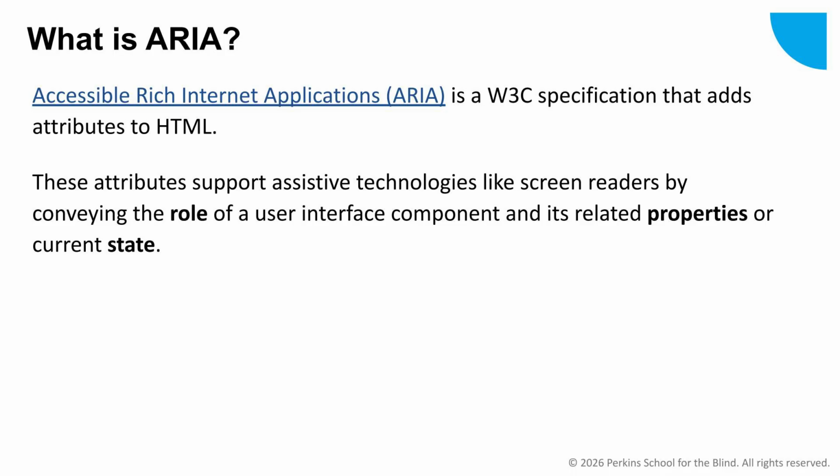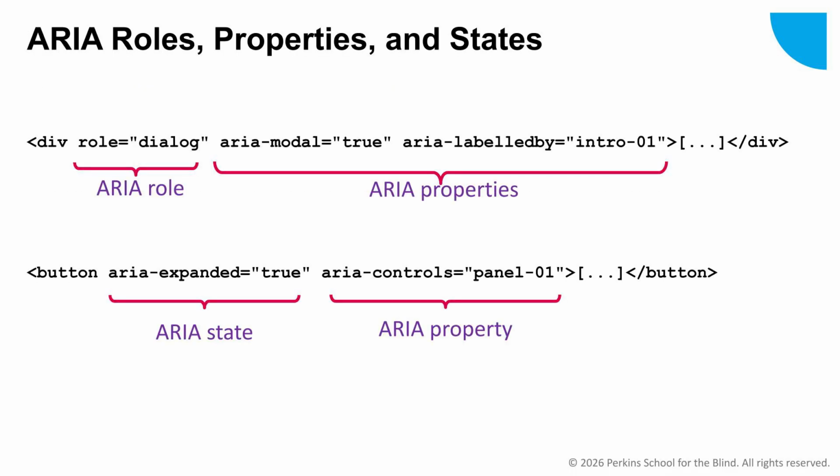For example, ARIA conveys important information about the role of an element, like whether it's a button, a link, or a menu. ARIA communicates the property of an element, such as whether it's selected or not, and it communicates its current state, telling you whether a modal, for example, is open or closed. In short, ARIA ensures that dynamic and interactive content is both usable and understandable for users who rely on assistive technologies. Let's break down some examples of ARIA roles, states, and properties.